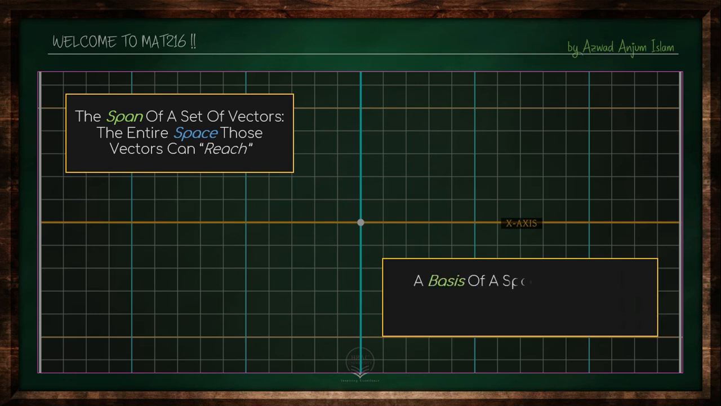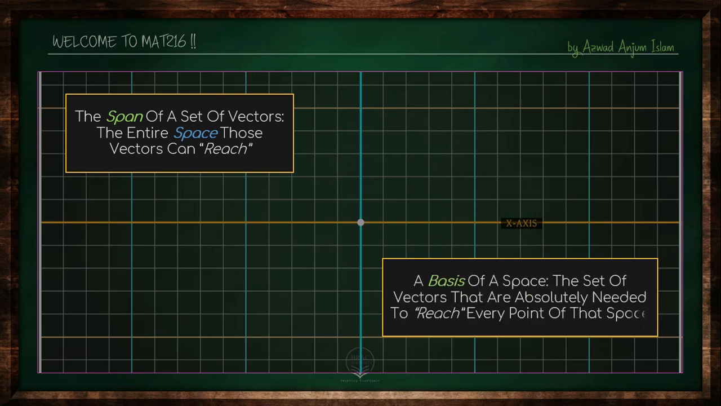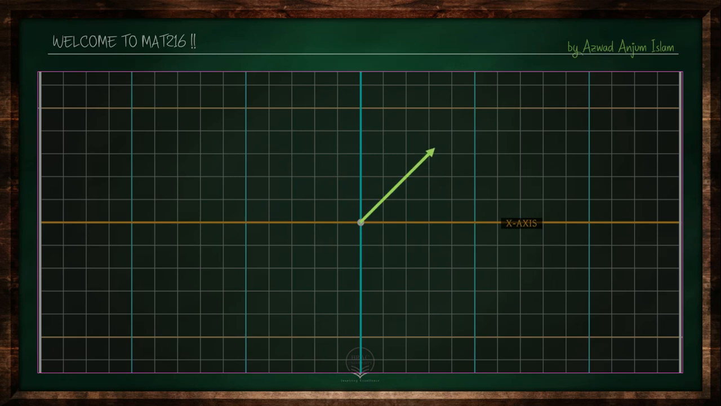On the other hand, we have the basis of a space. The basis means the set of vectors that we absolutely need to reach every point of that space. Look at this 2D space here. We have a single vector. What is going to be the span of this vector? Well, if we scale it, we can reach anywhere in this line. But as we have only one vector, we cannot go beyond this line. So the span of this one single vector is just the straight line that it is in. And the basis of that one single line is this one single vector.